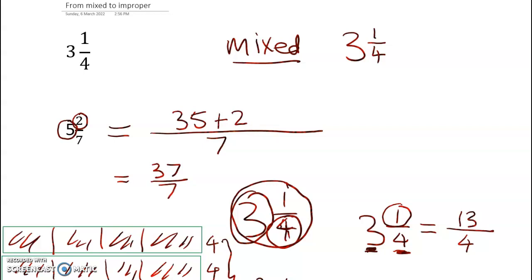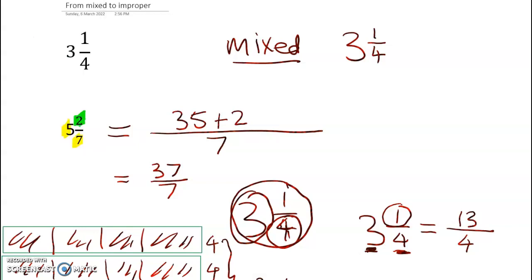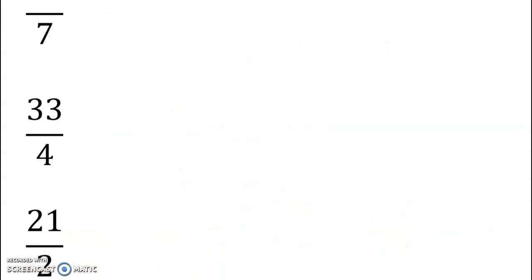So in general, what we're going to do to go from mixed to improper is that we're going to times these two numbers together, and then we're going to add on this one here. So now I've got 4 for you to try. So do these into your book.